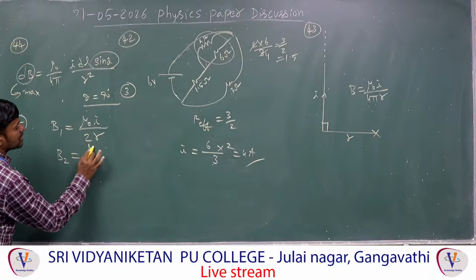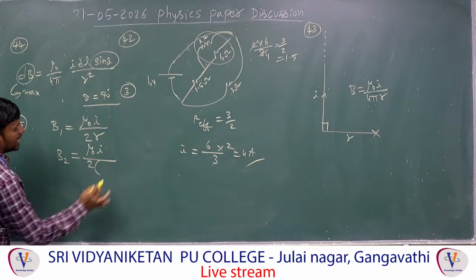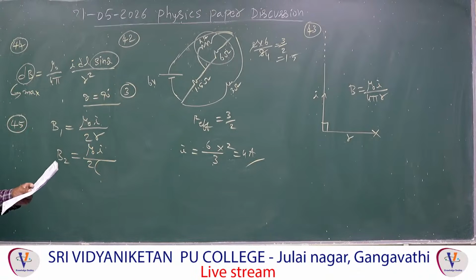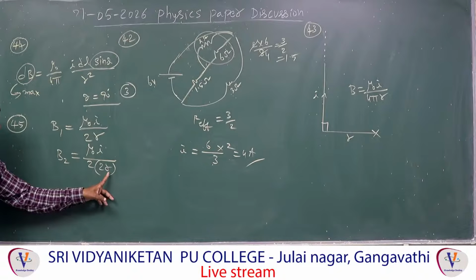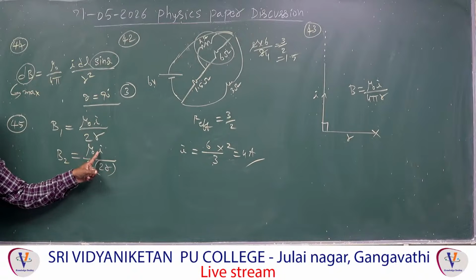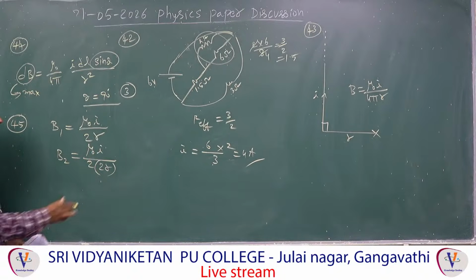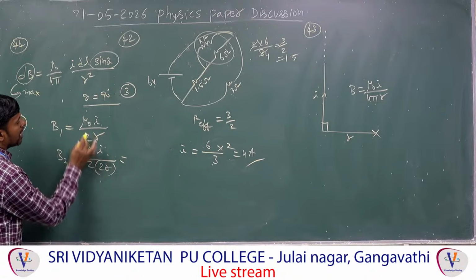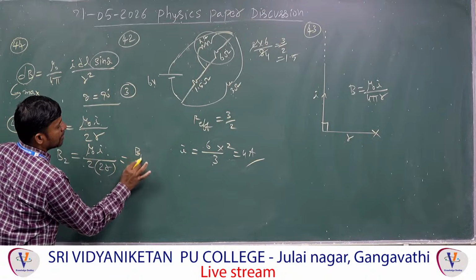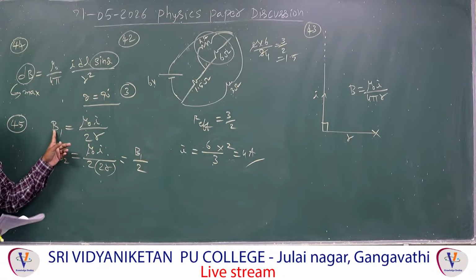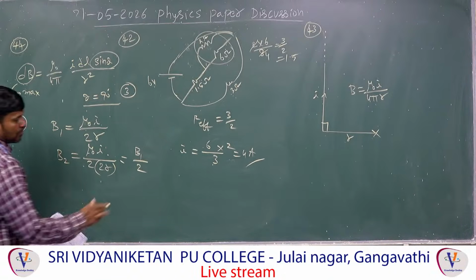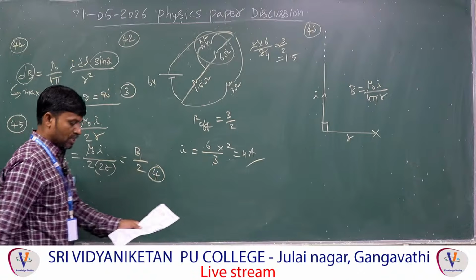But here, the radius of the current carrying coil is doubled without changing the current. That's why mu naught I by 2r becomes half of the initial one. Compared to the initial one, it is half. So, the fourth option.